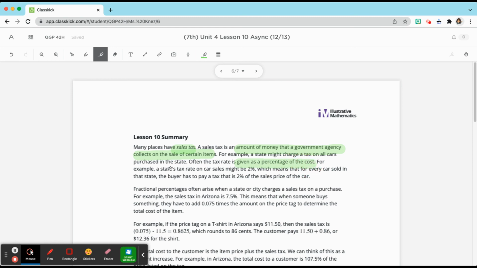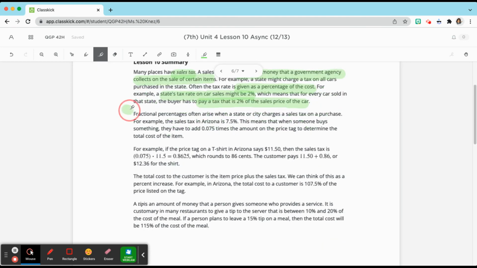For example, a state's tax rate on car sales might be 2%, which means that for every car sold, the buyer has to pay a tax that's 2% of the sales price of the car. There's some more examples listed in the lesson summary, such as a sales price of 7.5%.